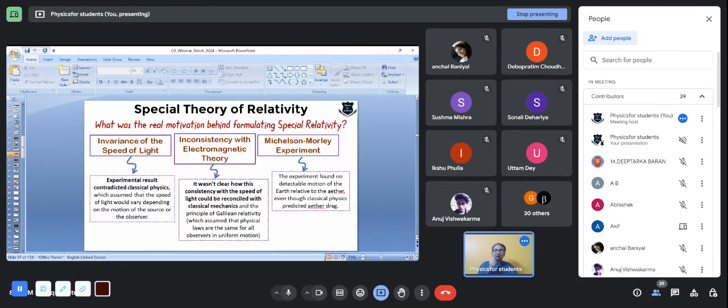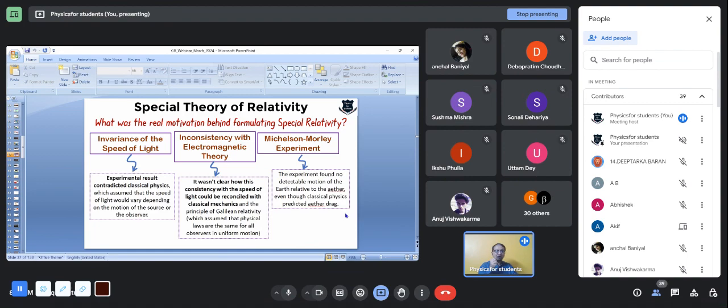So the real motivation behind formulating special relativity was the invariance of the speed of light and the inconsistency with electromagnetic theory. Remember, when James Clerk Maxwell framed his electromagnetism, he also thought that there is an ether. Now the problem was how could this electromagnetism be taken into account with ether? It cannot be done. Why? Because Michelson-Morley had already proved that ether doesn't exist.